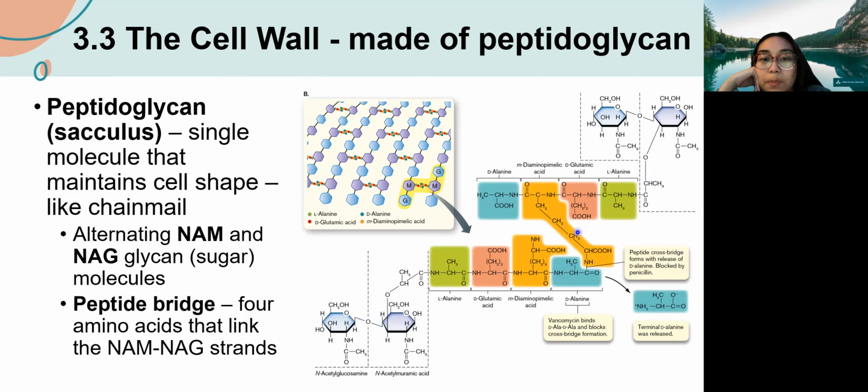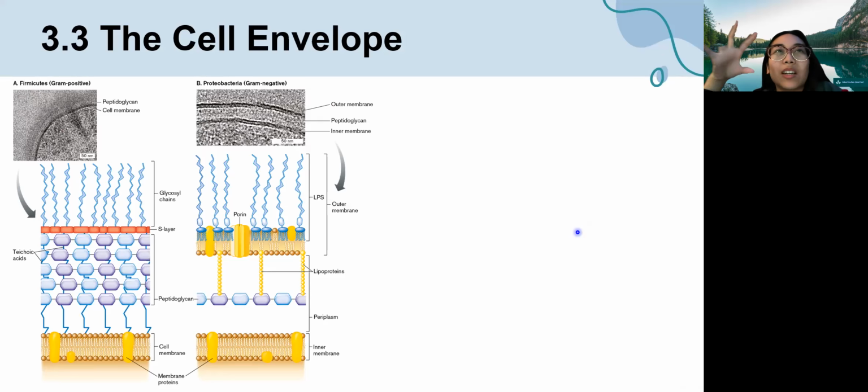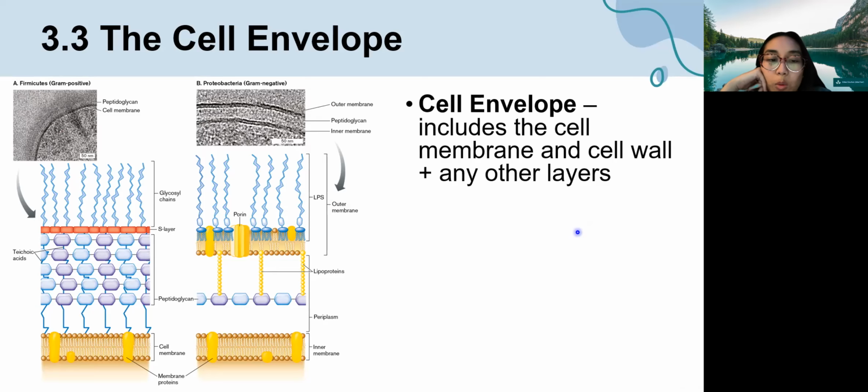All right, so let's move on now to the entire cell envelope. A lot of students have a hard time differentiating the cell wall and the cell envelope. So the cell envelope basically is your cell membrane, which we just talked about, the cell wall, which we just talked about, and then any other layers that are also involved. So basically, it's all of the layers that surround the whole bacteria. So the envelope is all of it.